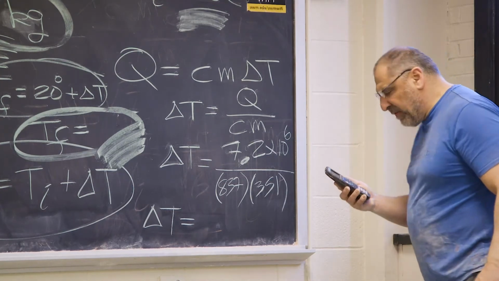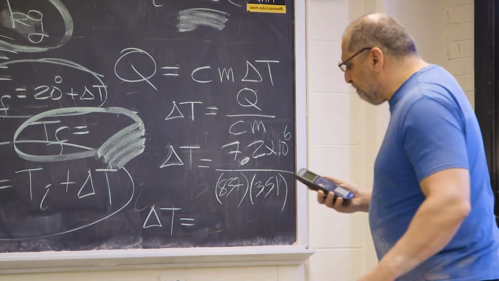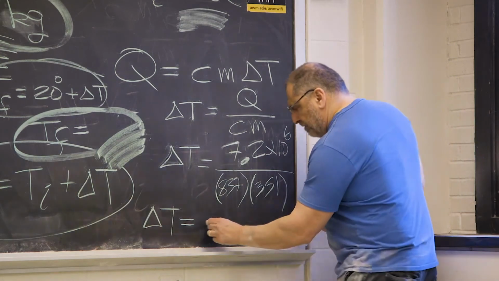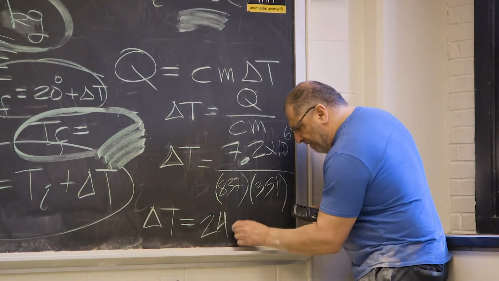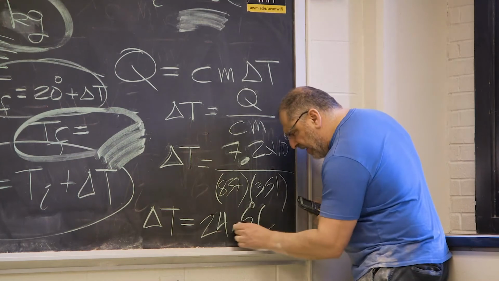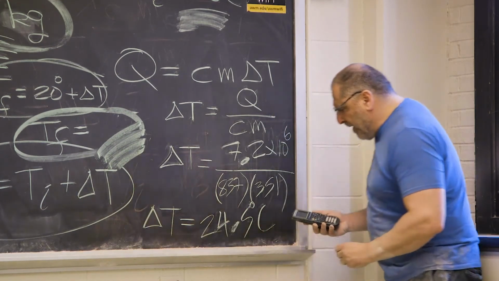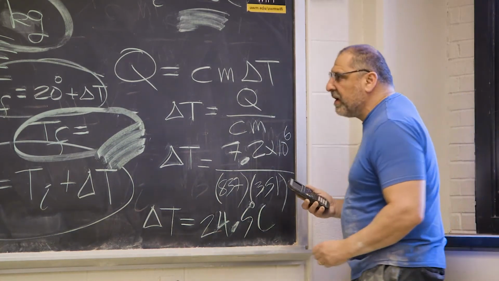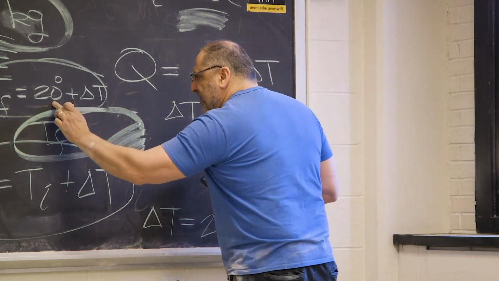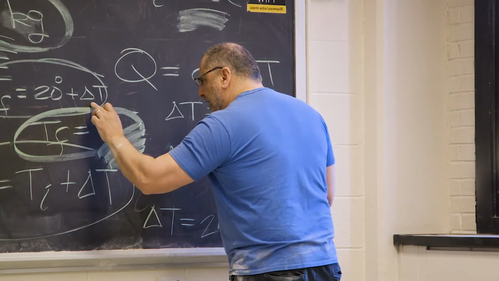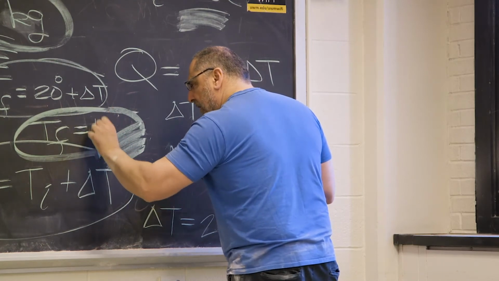24.5 or thereabouts, right? 24.5 degrees Celsius is the temperature change. The temperature changed by 24.5 degrees Celsius. You started at 20 degrees Celsius, it changed by 24.5 degrees Celsius.